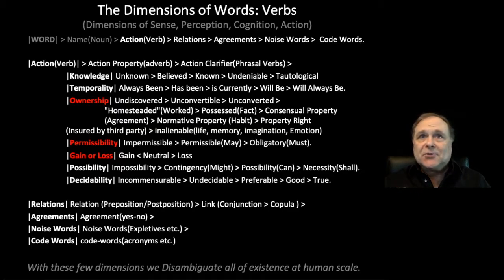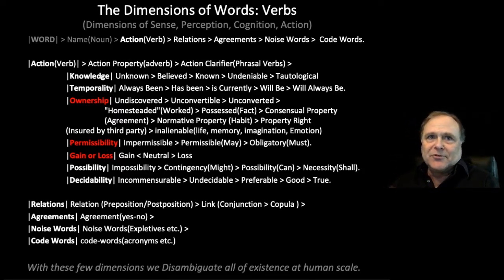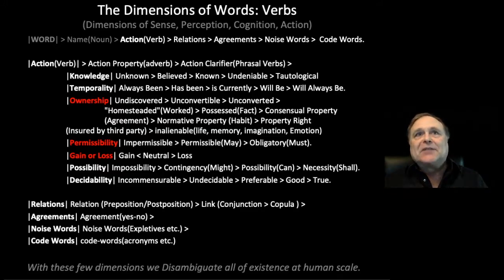And you say that so we can see how much of an accounting system this is. What do we know about it, where was it or is it, who owns it, what can we do with it, and does it produce a gain or loss? We don't think of verbs as accounting, but that's what they do. We talk about whether doing something or other is impossible or contingent, possible or necessary, and whether it's decidable, undecidable, preferable, good or true. So that's what a verb does.